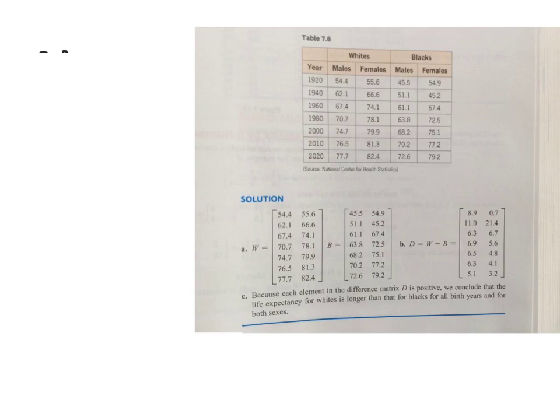Well, we conclude that the age of death is higher. The life expectancy is higher for whites than that for blacks, for all birth years and for all sexes, both sexes. Okay, so you can also do that on Excel or on your graphing calculator. Okay, so let's do some multiplication, which is the next section there.